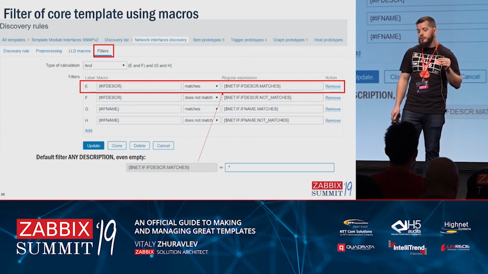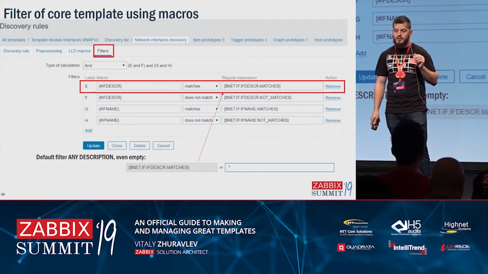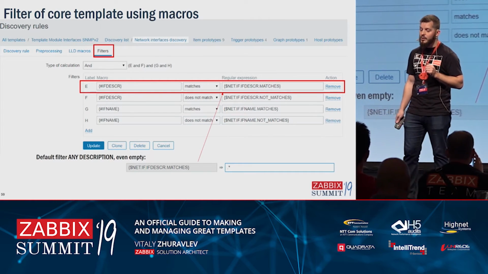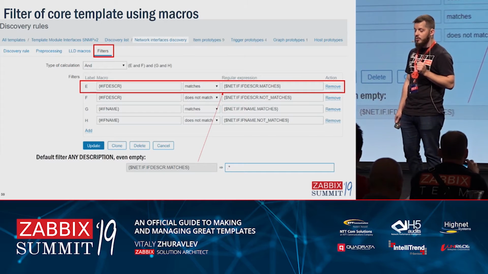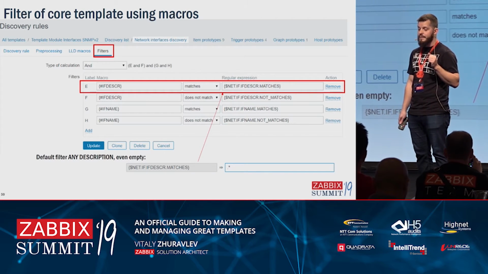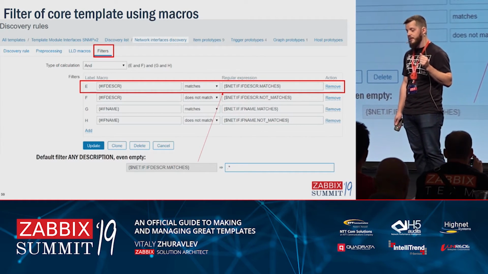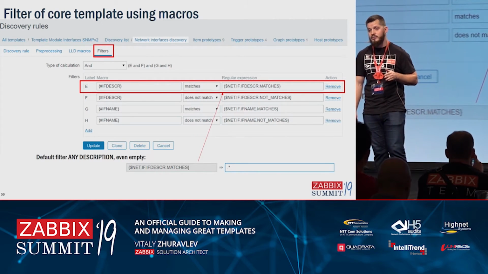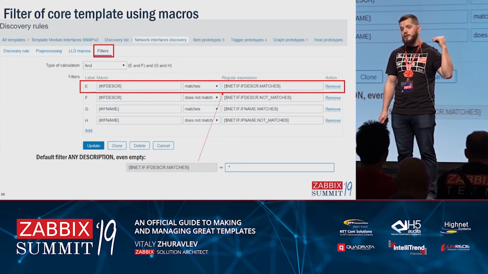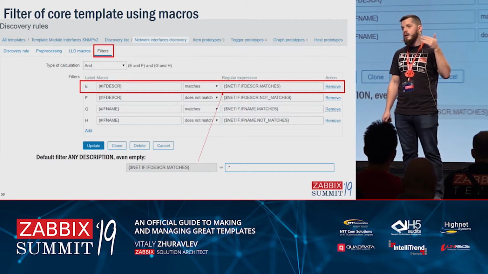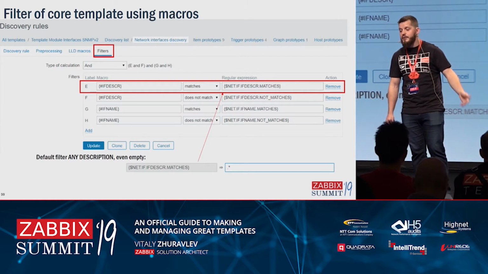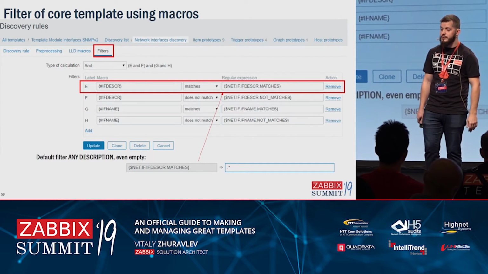So in the original template, in a low-level discovery filter, instead of providing the regular expression itself, you can actually have a user macro filled in there with the default value of dot asterisk. That would allow interfaces with any description to be created by default.